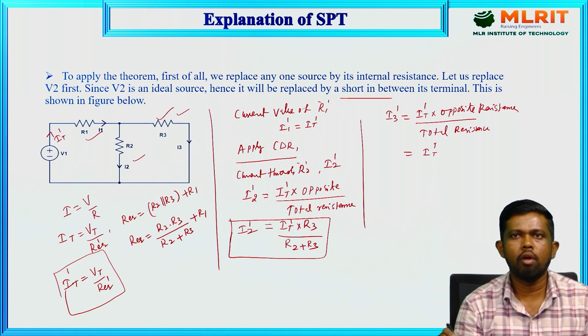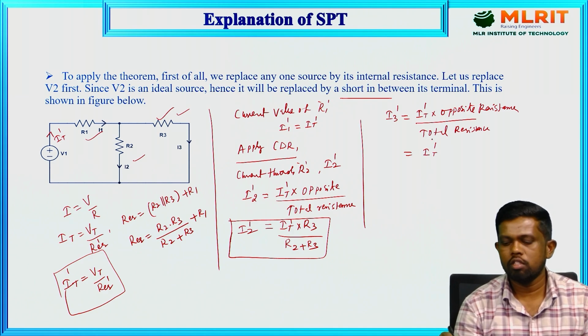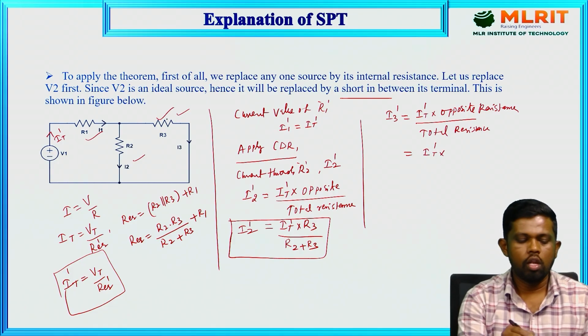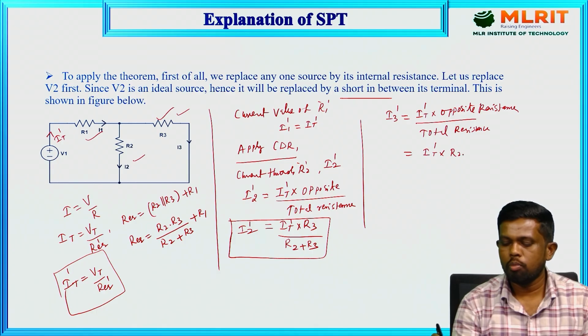If it is a real number value, if we need to solve any real-world question, then we can simply replace it with the corresponding value. Here we have considered only the notation, that's why I total dash is kept as it is. While considering this particular element, the opposite element is R2, so the opposite resistance R2 upon the total resistance, which is again R2 plus R3. So this is I3 dash.